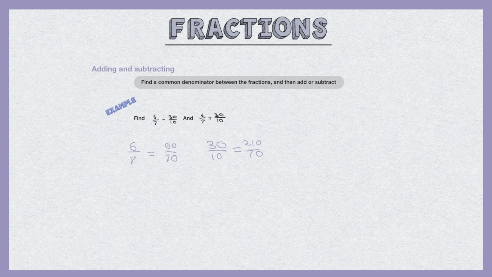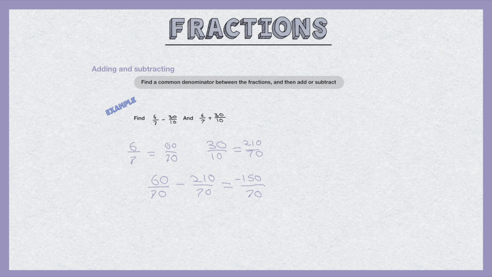So now we have these two numbers. We're going to do 60 over 70 minus 210 over 70. So now it's going to be something over 70, and we just focus on the top numbers. So 60 minus 210 is minus 150.